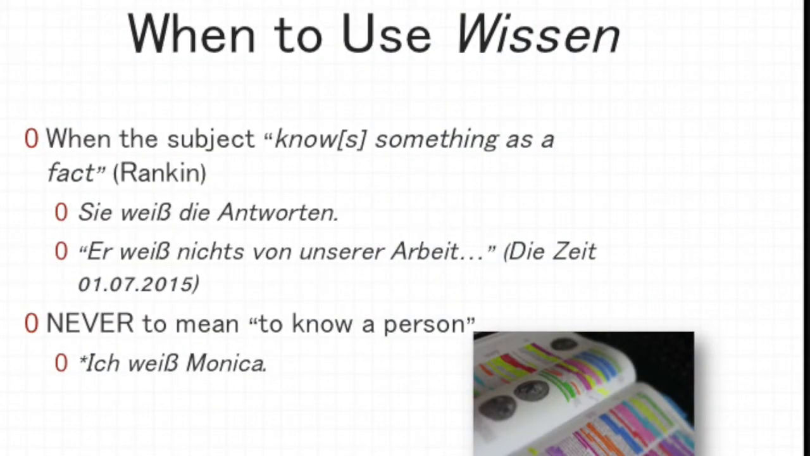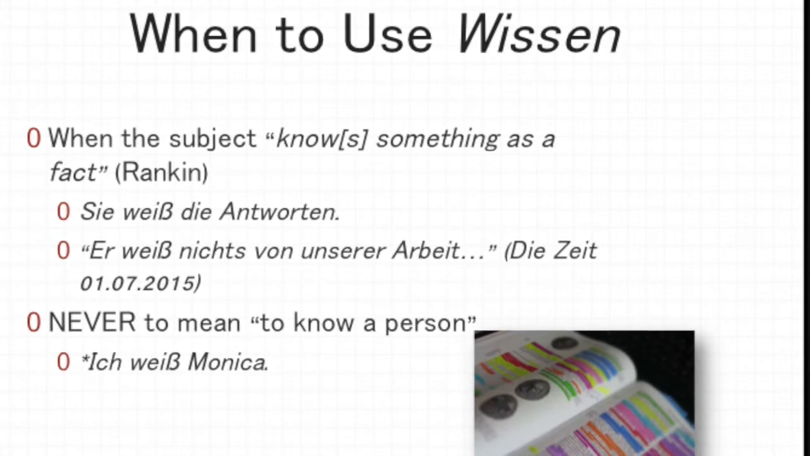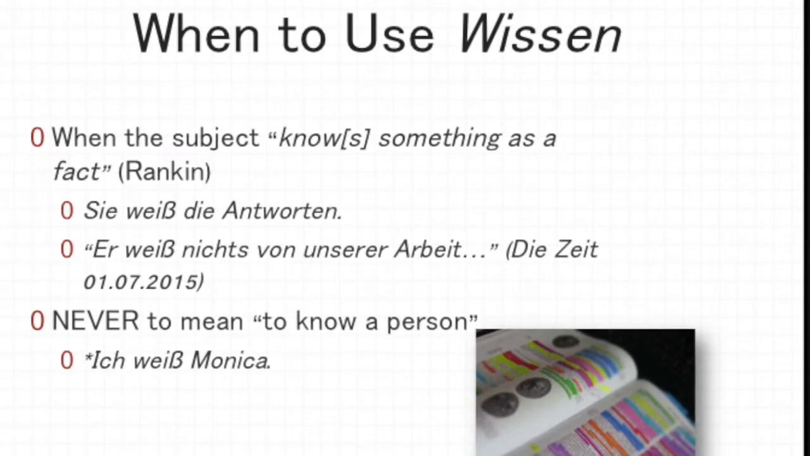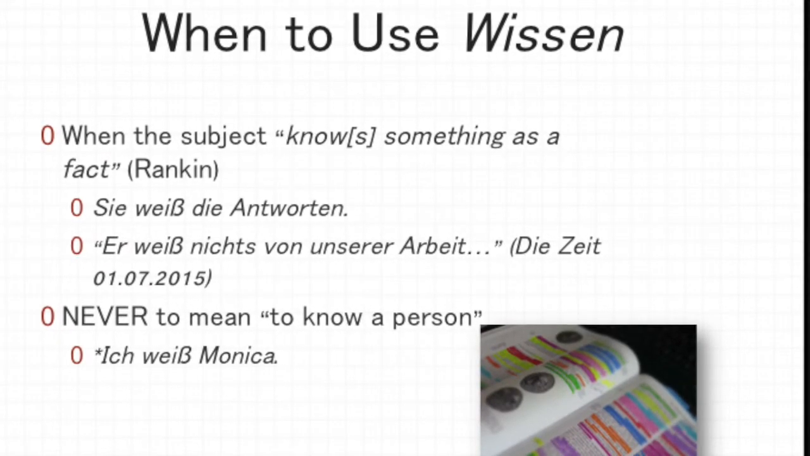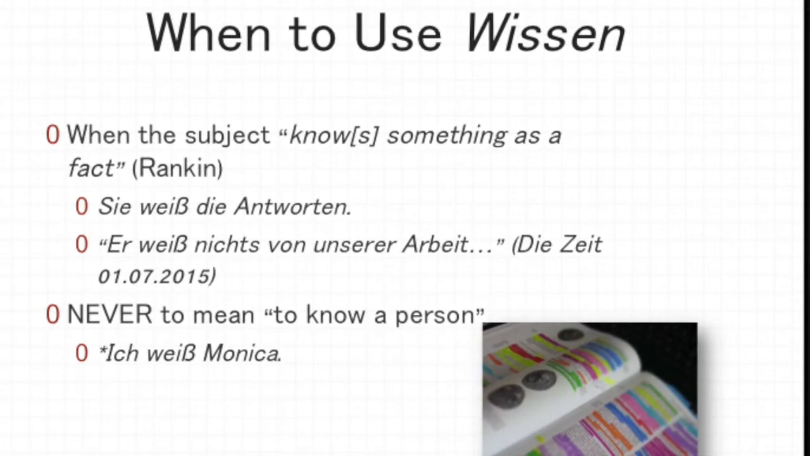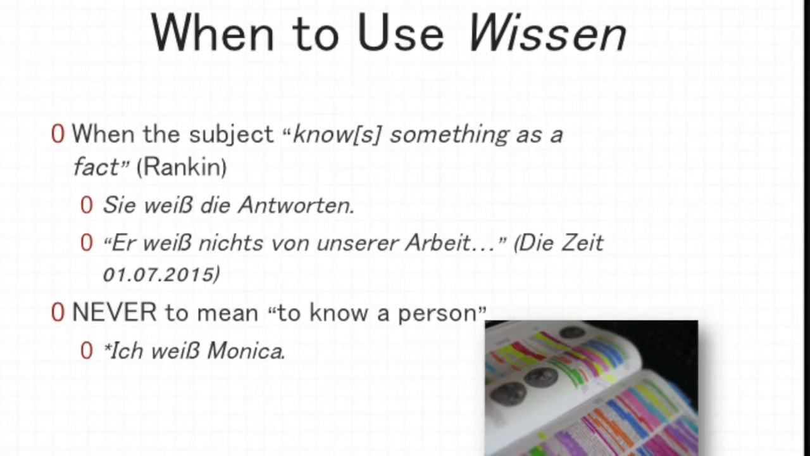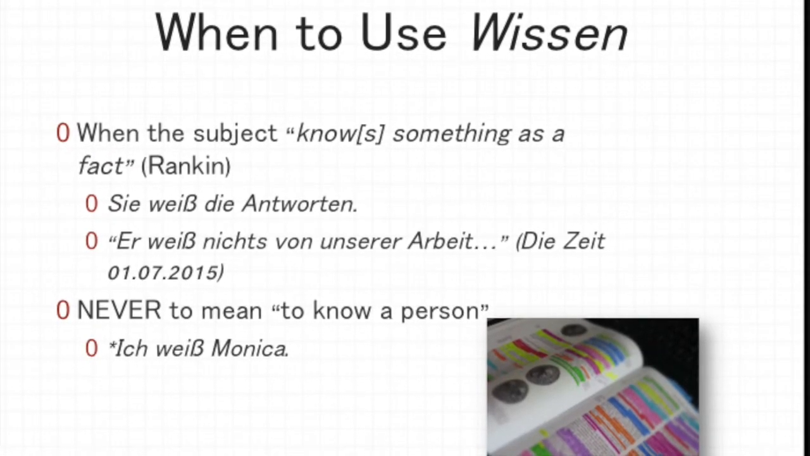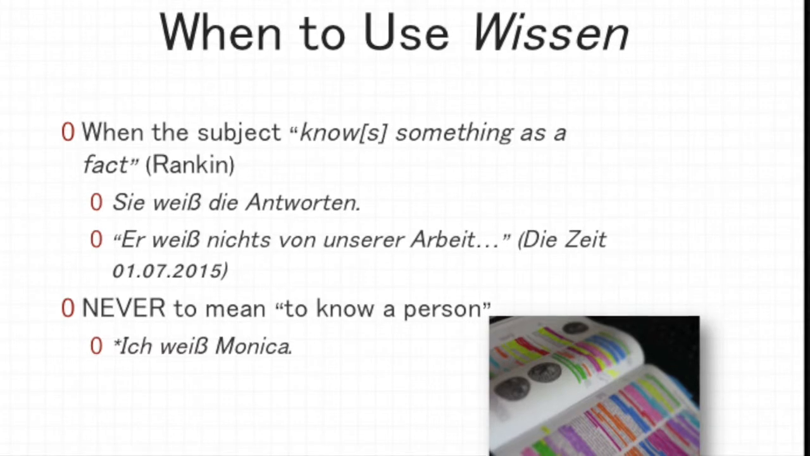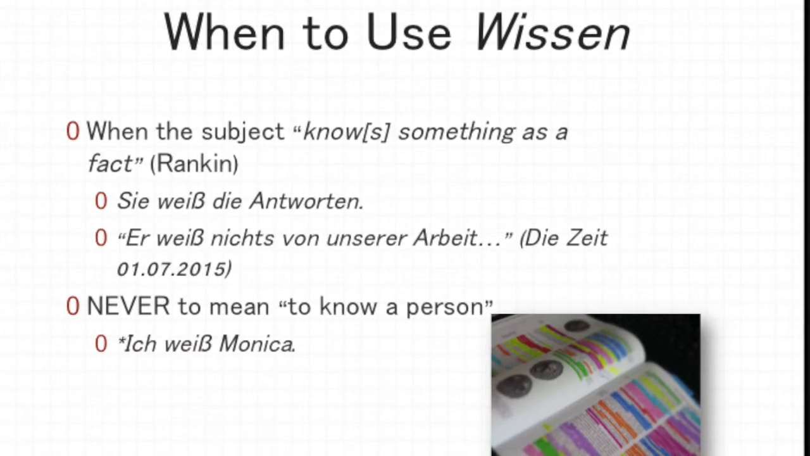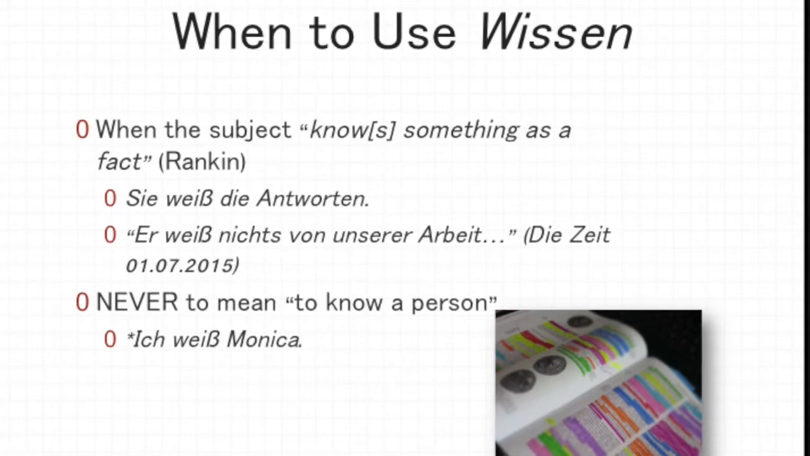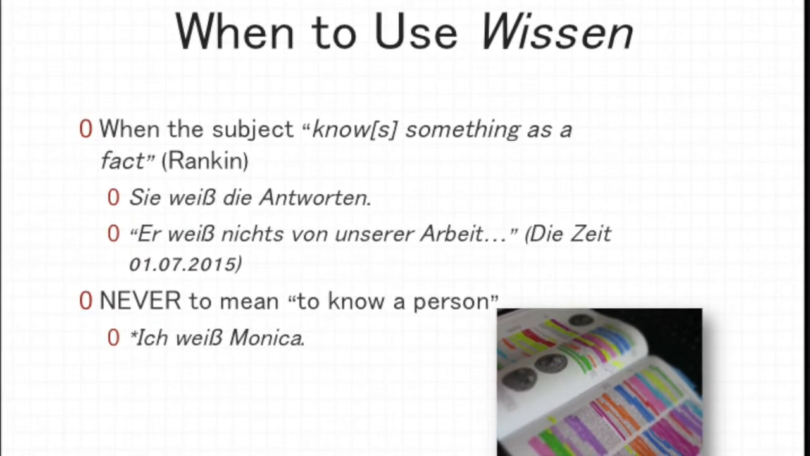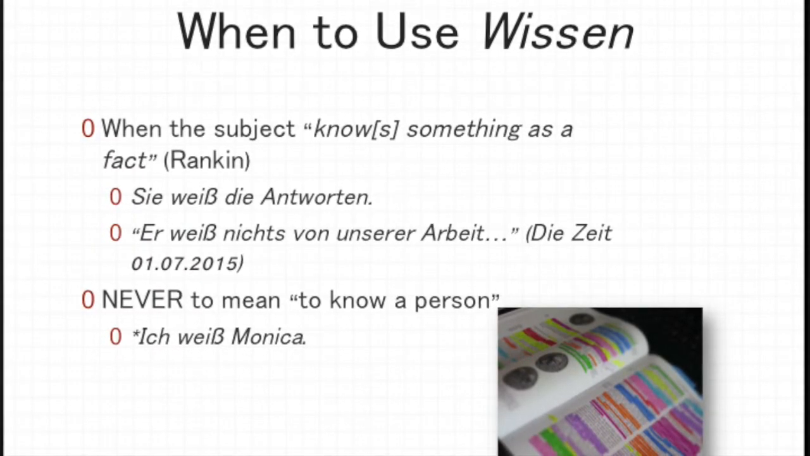You should use wissen, on the other hand, to describe factual knowledge. So for example, one would say, Sie weiß die Antworten. Or, as said in this example from Die Zeit, weiß nichts von unserer Arbeit, or he knows nothing of our work. You will never use wissen to mean to know a person. Therefore, the example, Ich weiß Monika, is very incorrect.